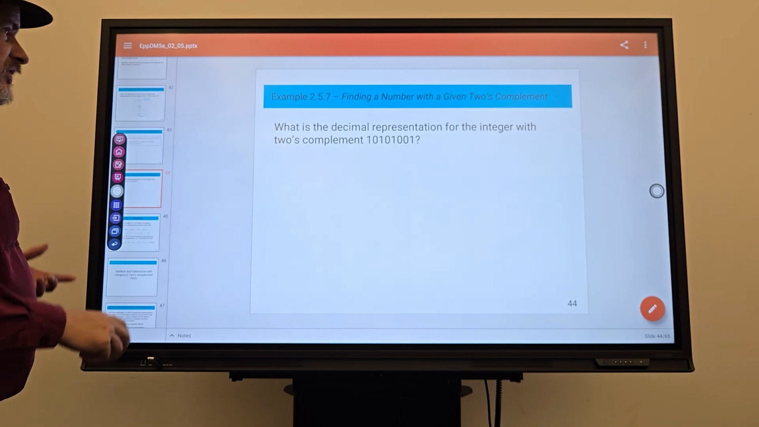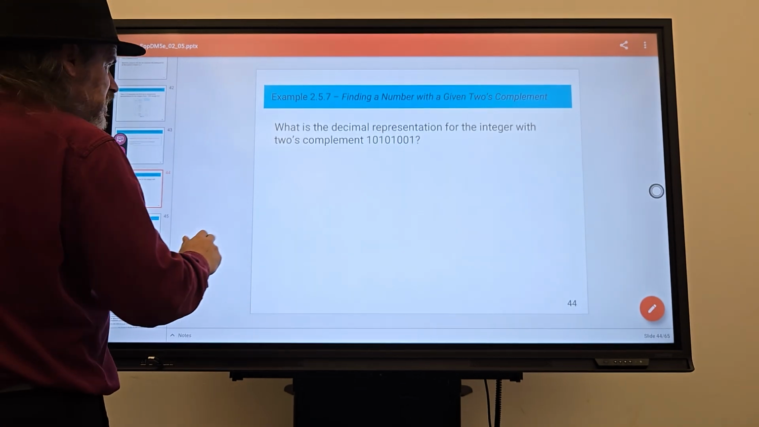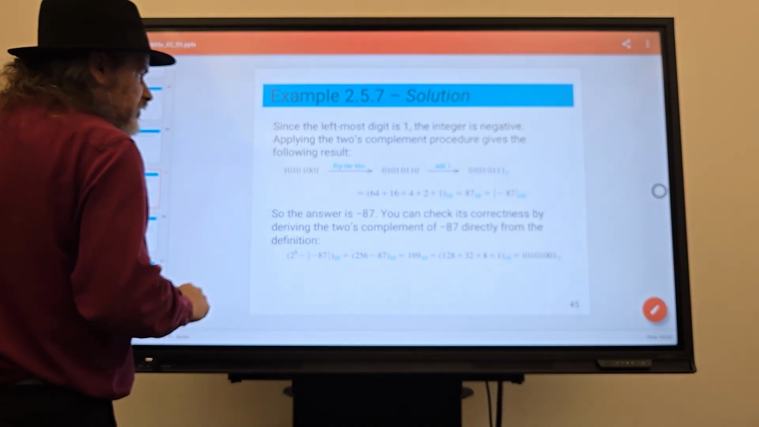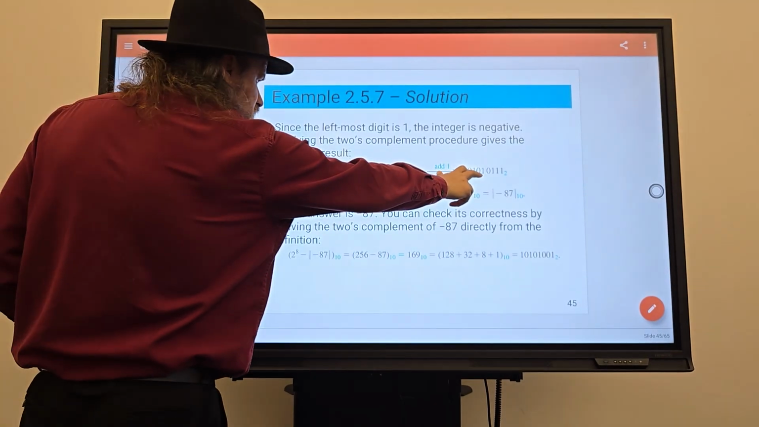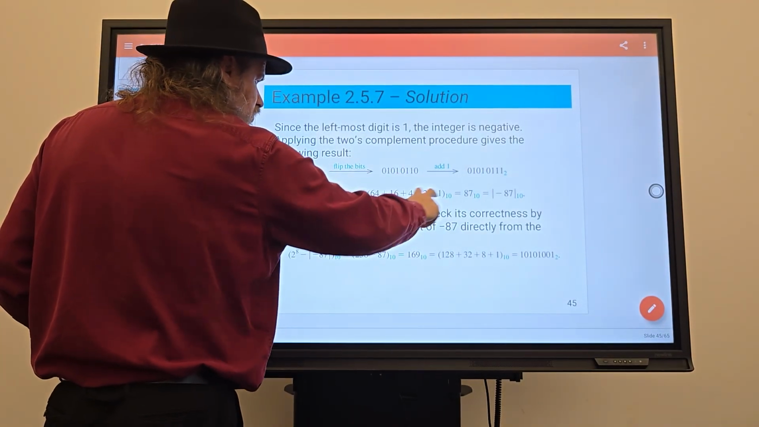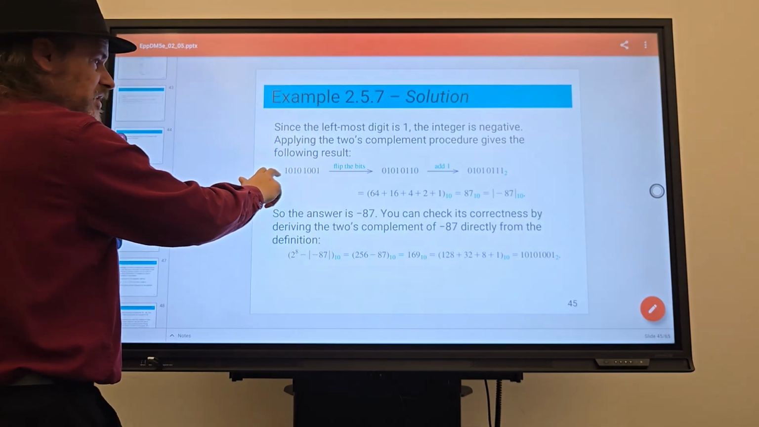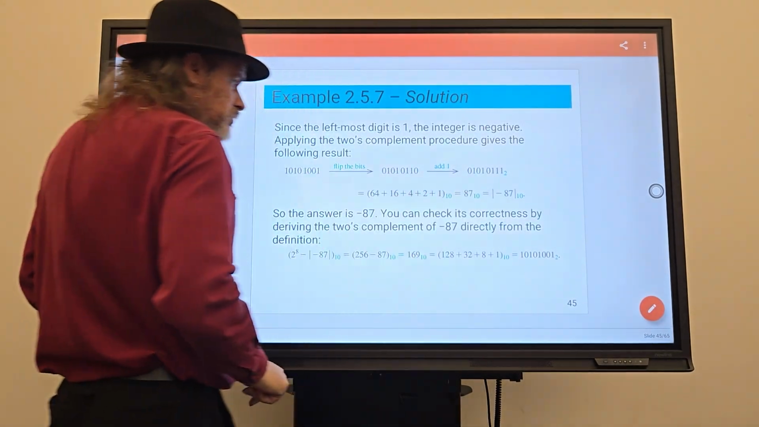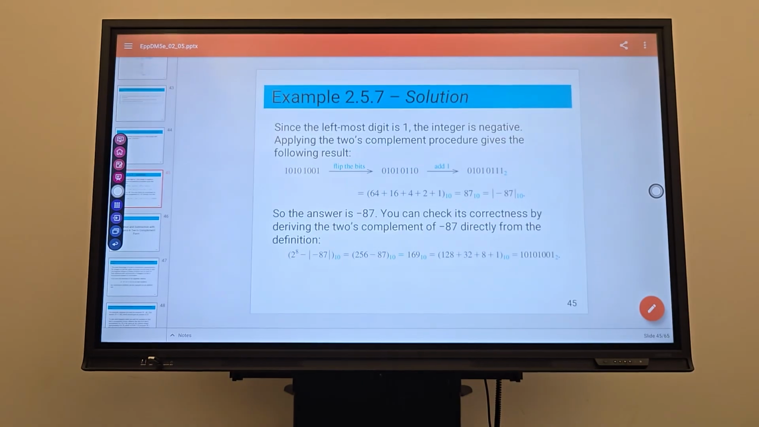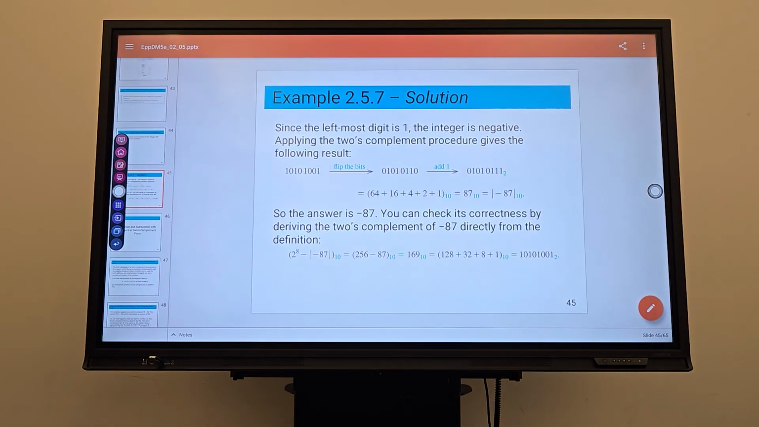Decimal representation of this integer. Flip the bits, add 1, and then convert it to decimal. And then because you had a leading 1, add a minus sign to it. So you have minus 87. Flipping and adding 1 goes both ways. It converts it from negative to positive or from positive to negative. It goes both ways.